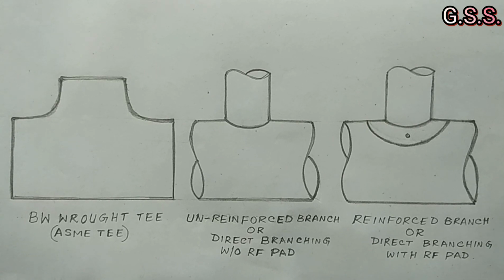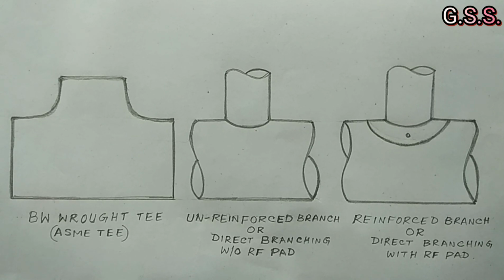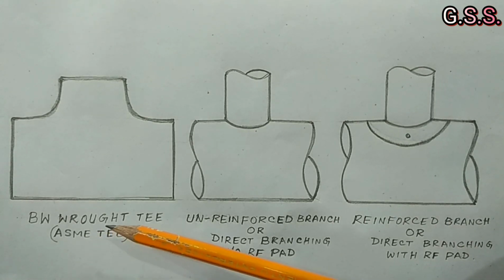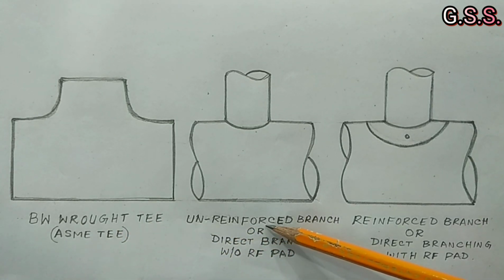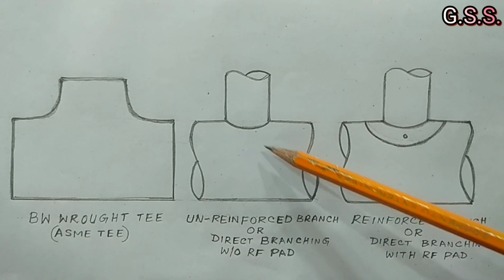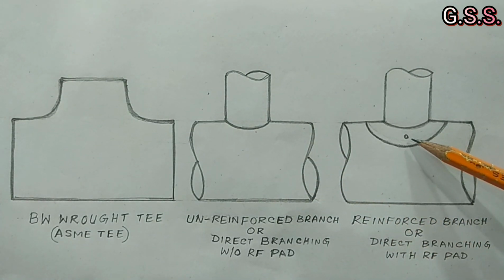For a branch connection on a pipeline, normally a T is used or direct branching is done. For small diameter branch connections up to 1.5 inch, half couplings are used. This is a butt weld T. This is an unreinforced branching without RF pad, and this is a reinforced branching with RF pad.